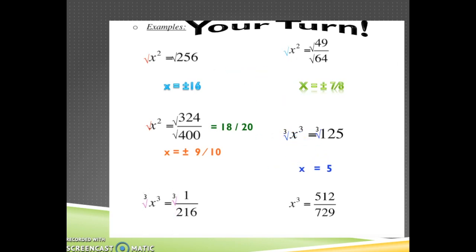X cubed is equal to 1 over 216. Then we're going to cube root both sides, leaving us with x is equal to 1/6. We're going to cube root both sides, cube root of 512 and the cube root of 729. When we cube root that, x is equal to 8/9. Hope that's making sense. Hope you got it all right. Remember, you can always pause, rewind, rewatch as many times as you like.